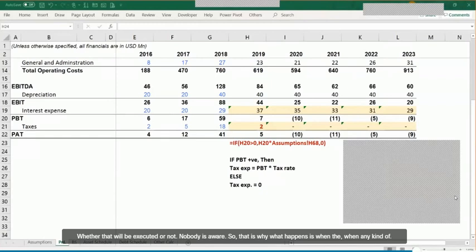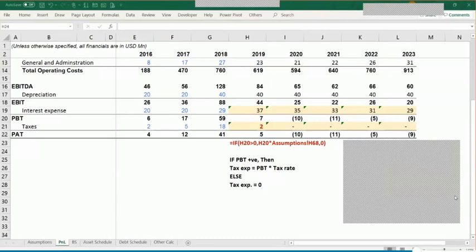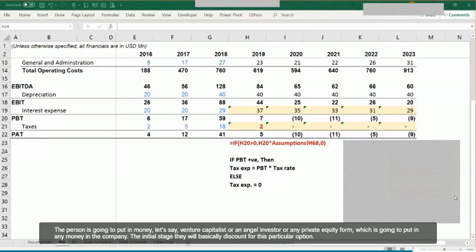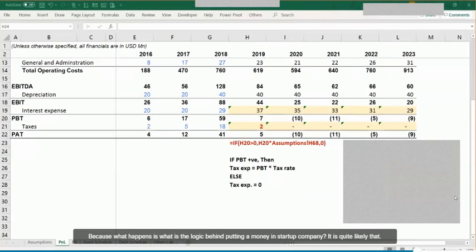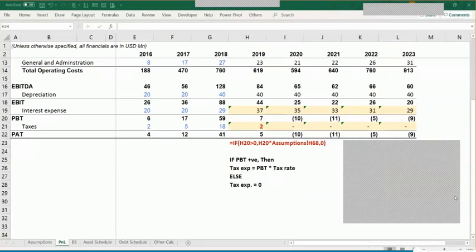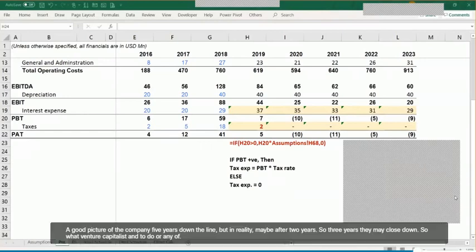So that is why, when any kind of funding is required in a startup, the person who is going to put in money, let's say a venture capitalist or an angel investor or any private equity firm, which is going to put in money in the company at the initial stage, will basically discount for this particular option. Because what is the logic behind putting money in a startup company? It is quite likely that the startup may eventually fail. So the promoter or the founder may be showing a very good picture of the company 5 years down the line, but in reality, maybe after 2 years or 3 years, the company may close down.